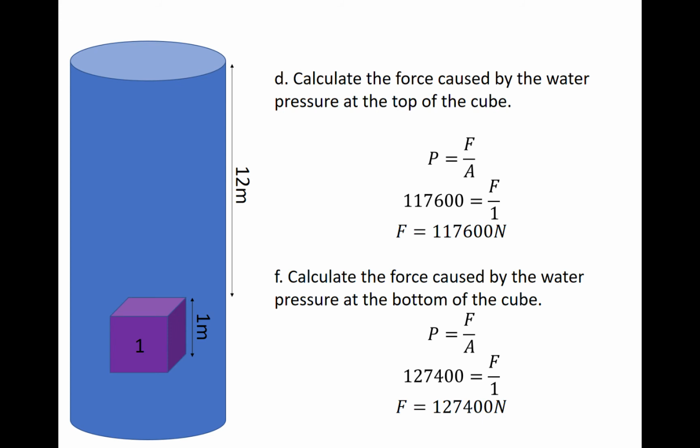The solution is as follows. Pressure equals force over area, so we've got 117,600 equals force divided by the 1 meter squared, which is the top side of the cube, and that gives us 117,600 newtons. Meanwhile, at the bottom of the cube, follow the same calculation, and we find that it's 127,400 newtons at the bottom of the cube.